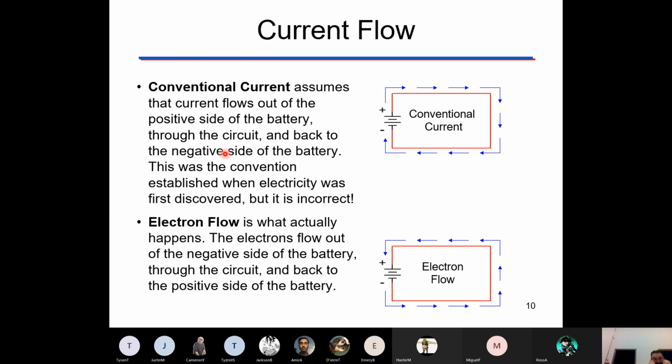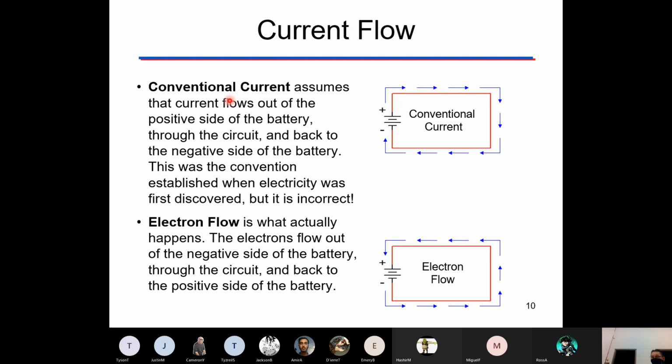Okay. So conventional current versus electron flow. This is something you should write down. Conventional current, this is your scientific current, flows out of the positive side of the battery through the circuit and back to the negative side of the battery. This was the convention established when electricity was first discovered, but it's not correct. Because what actually happens is that electrons flow out of the negative side of the battery and come back to the positive side.